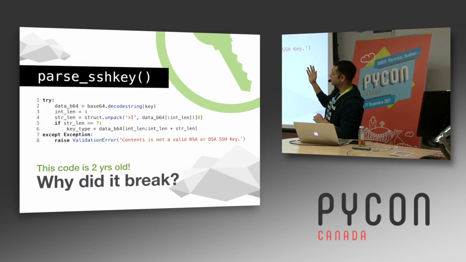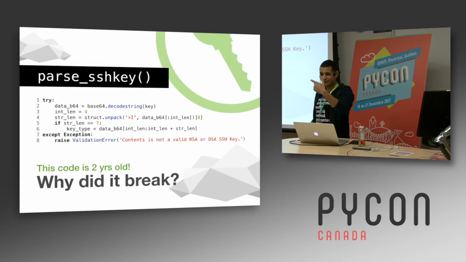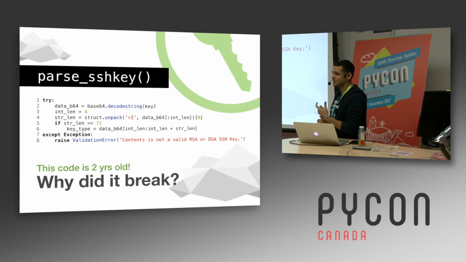So the very first thing we do is decode the base 64 string. Then we take the very first 4 bytes of that string, and if it's a proper SSH key, it should have the integer number 7, which represents the length of the header that tells you what type of key it is. So we just grab the first 4 bytes and check, does it equal the integer 7? If so, everything is good, and if not, throw this error.